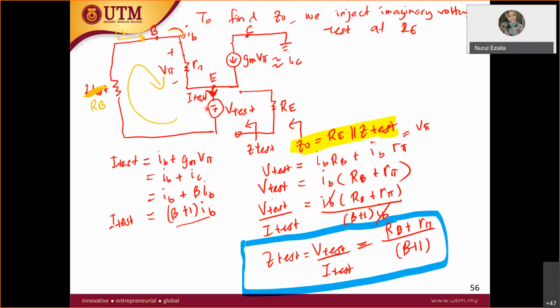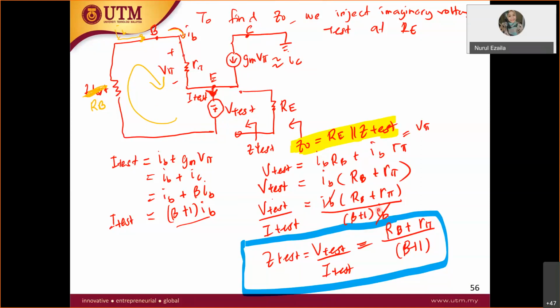V test is the total voltage across this loop over I test. For V test, you have to consider the voltage across this loop, IB RB and also IB R pi. Then you get the total voltage V test. However, I test is equal to IE, and you know that IE is equal to beta plus 1 times IB. That's why you get the simplification.